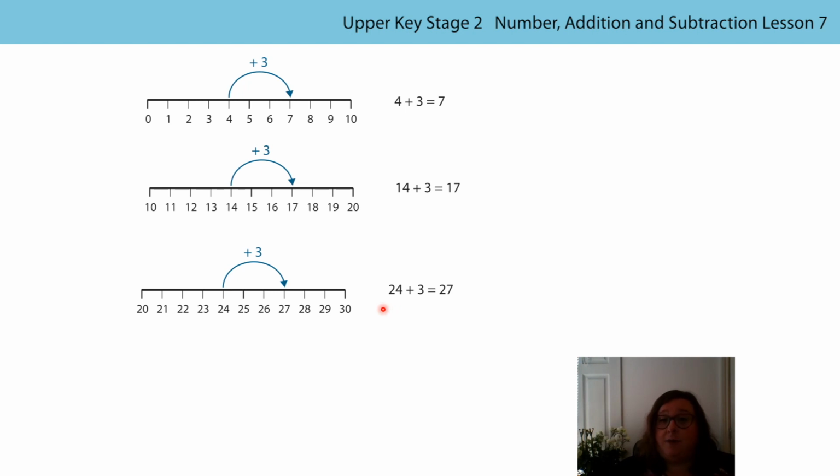So now we have 24 add 3, and because we've added 2 10s to this addend, we have had to add 2 10s to our sum. So our sum is now 27. What do you think is going to happen next? Do you think you can carry on the sequence and fill in what happens? Can you explain what's happening each time? Pause the video now and have a go.